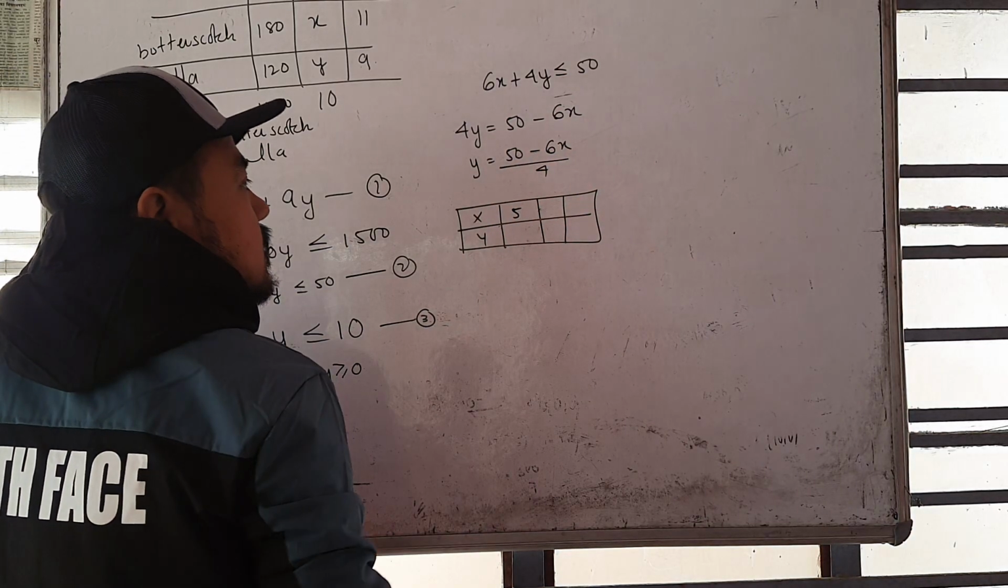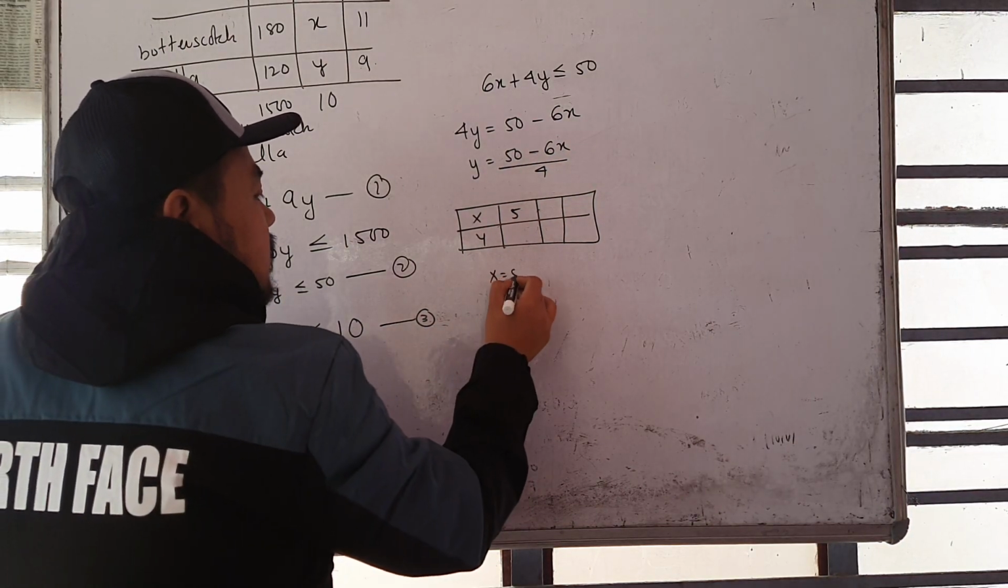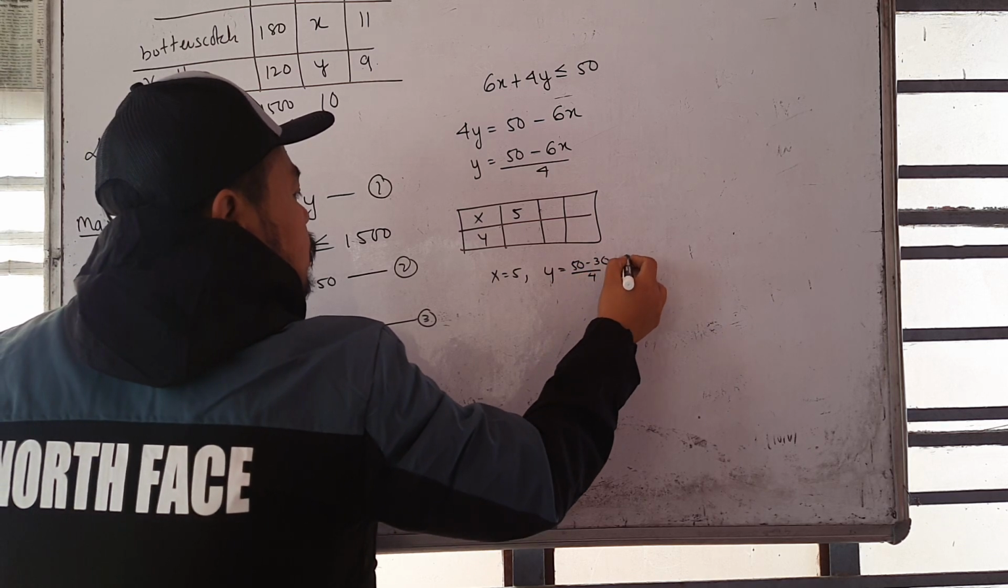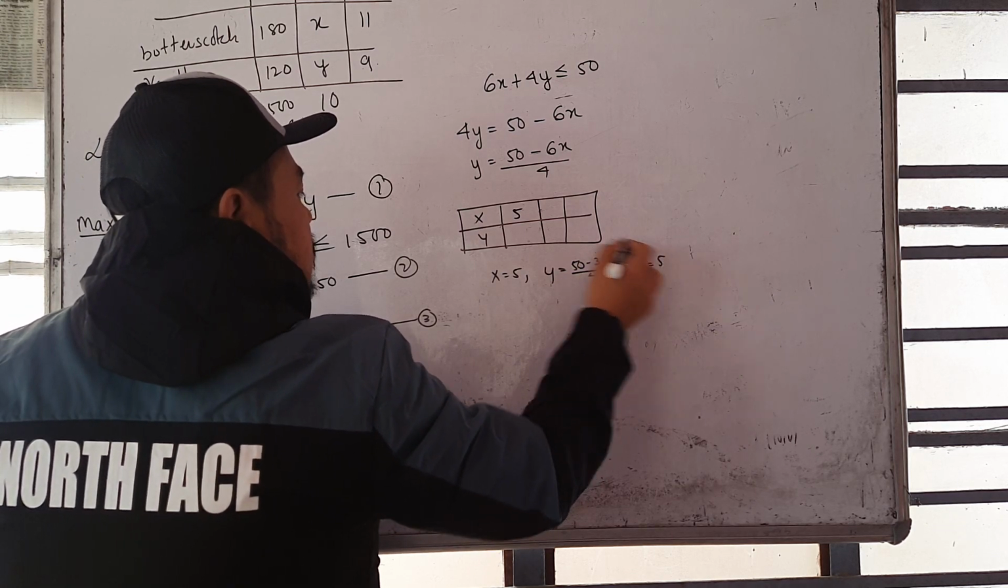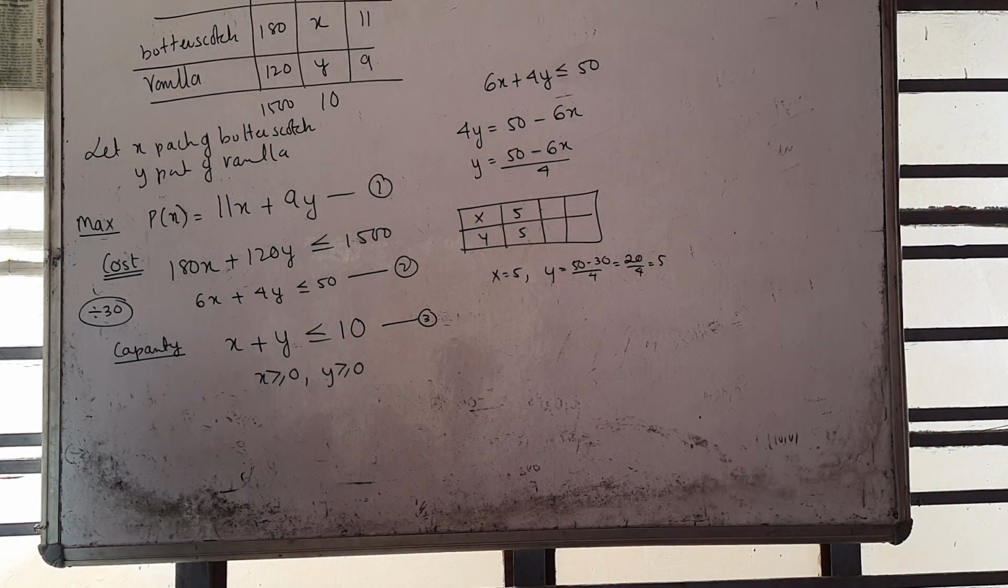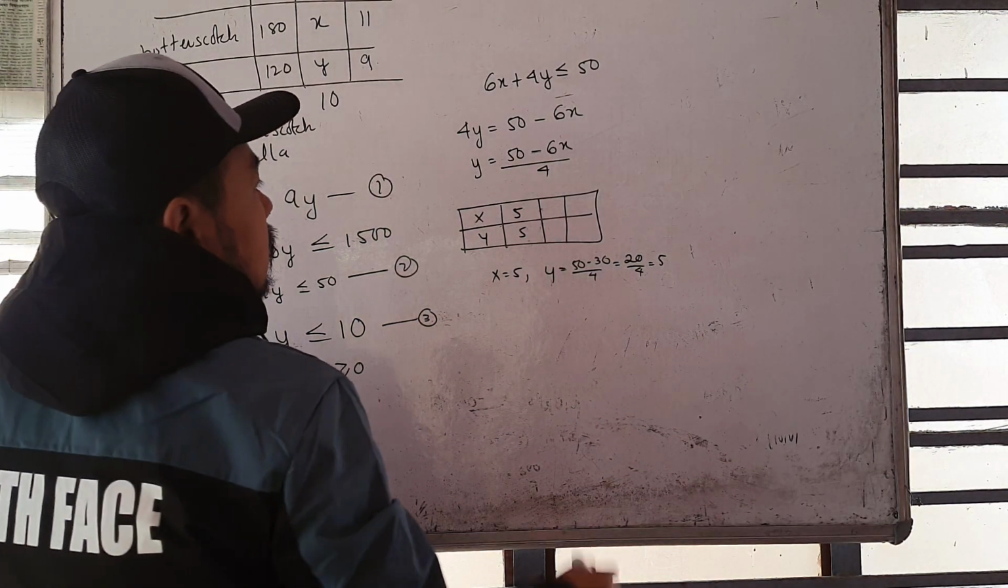50 minus 30, what is that? 20. So when x equals 5, y equals (50 minus 30) by 4, what is that equal to? 20 by 4. What is that? 5. You got one point, (5, 5). Is that clear? Similarly, can you think of any other?